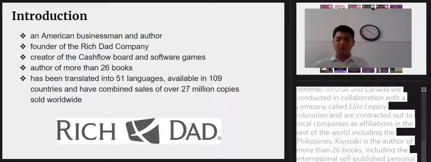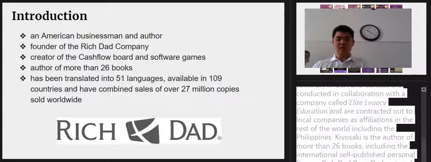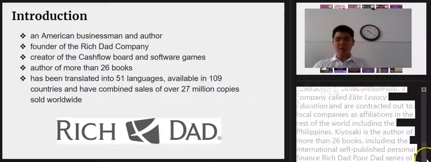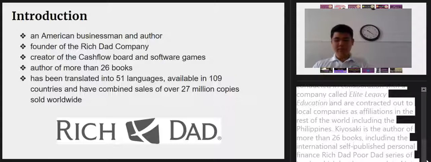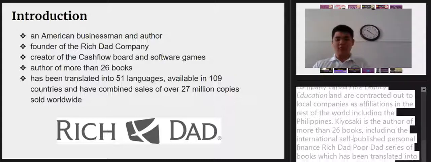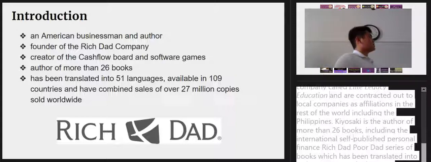Robert is the author of more than 26 books, including the international self-published personal finance Rich Dad Poor Dad series of books, which has been translated into 51 languages, available in 109 countries, and has combined sales of over 27 million copies sold worldwide. The amount that he sells the book is only less than the Bible.